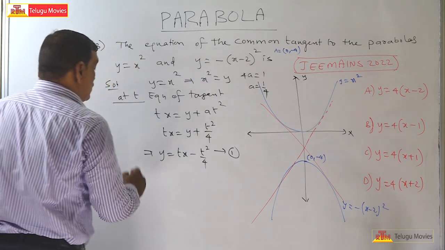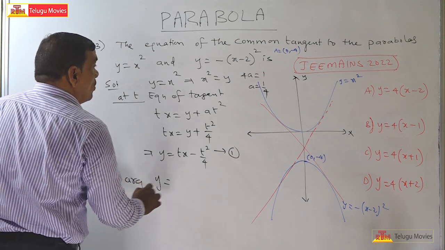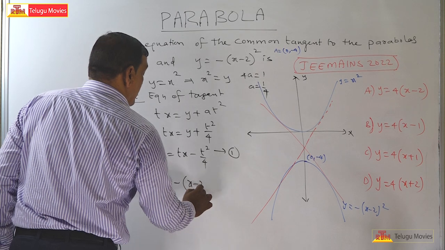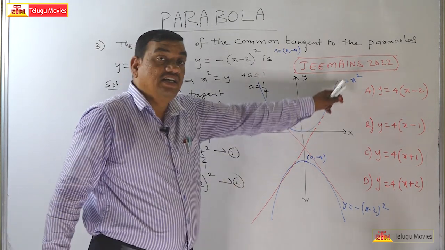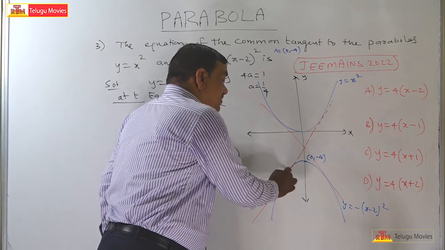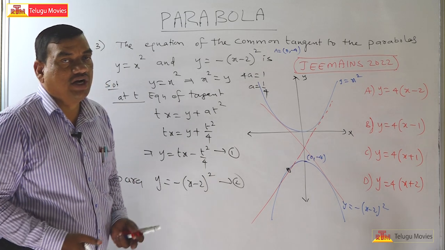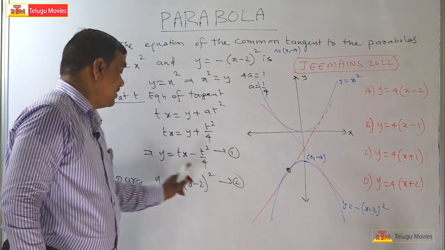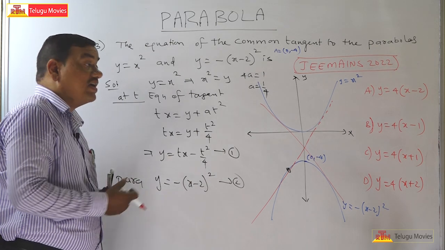So what is the equation of the second parabola? y is equal to minus of (x minus 2) whole square. This is a tangent equation and it is also a tangent for the second parabola. So how to find out the point of contact? Let us solve these two equations. This is also y is equal to. Can I equate the right hand side part?